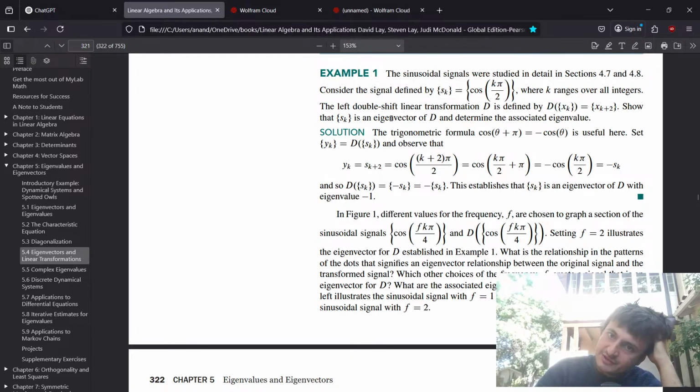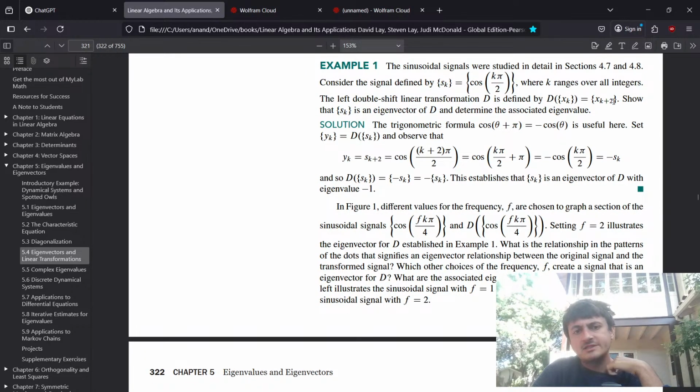The left double shift linear transformation D is defined by D of x of k is equal to x of k plus 2. Whoa, this is kind of crazy actually. Show that s_k is an eigenvector of D and determine the associated eigenvalue. Okay, the trig formula cos of theta plus pi equals minus cos theta is useful here.